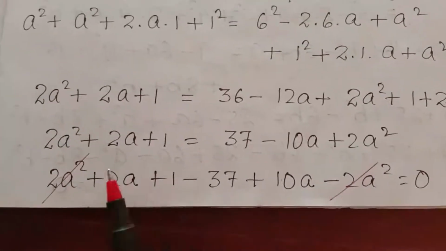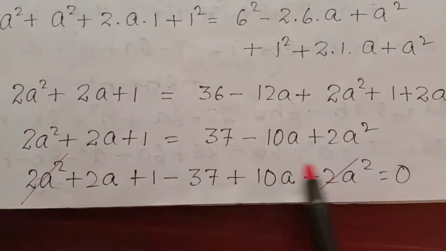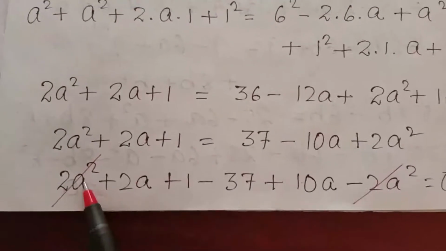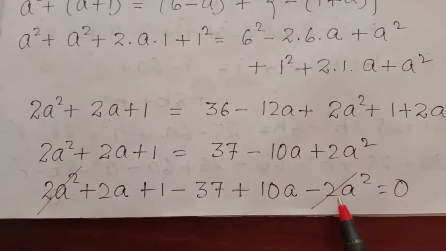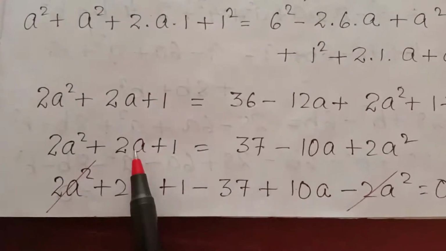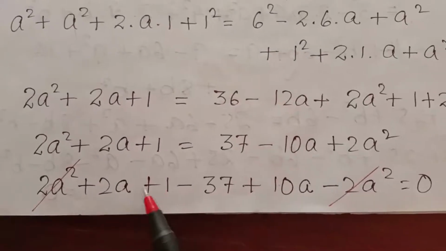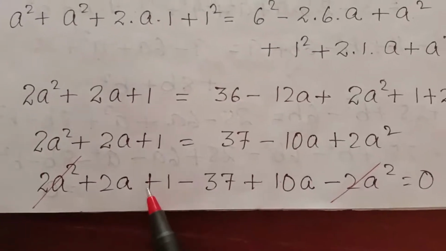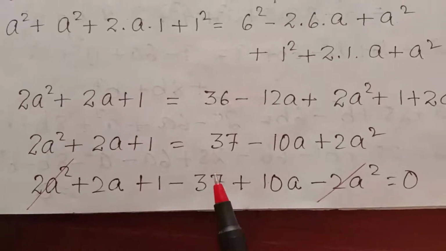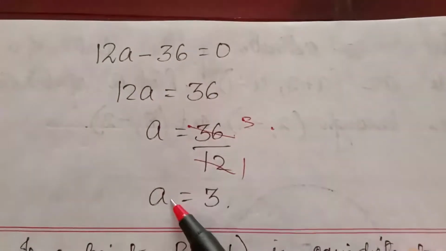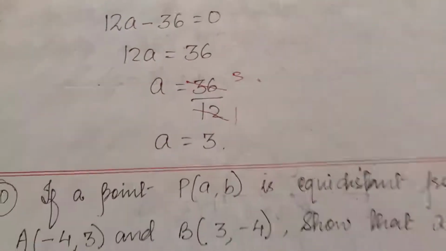Now we will keep everything on the left hand side. Write all the terms of the right hand side on the left hand side. You just have to change the sign. Then 2a square and 2a square will cancel out since they have opposite sign. 2a and plus 10a will be 12a, and 1 minus 37 will be minus 36. So 12a minus 36 is 0. So 12a is 36. So a is 3. The value of a is 3.